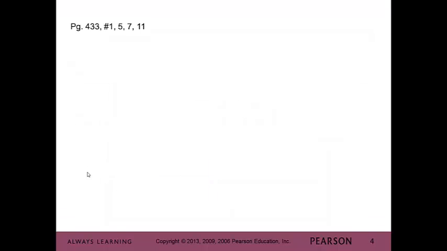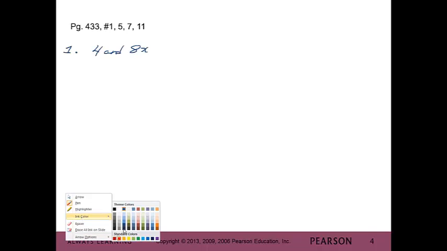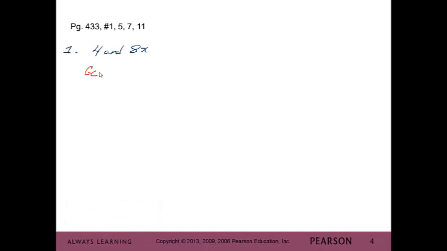So let's go in our books to page 433, and we'll look at the following problems, starting with number 1. It says find the greatest common factor of each list of monomials. And for number 1, we have 4 and 8x. So let's start with our coefficients. Remember, coefficients are basically my whole numbers or my integers. So among 4 and 8, what's the largest number that will divide both of them? And we should agree with 4.